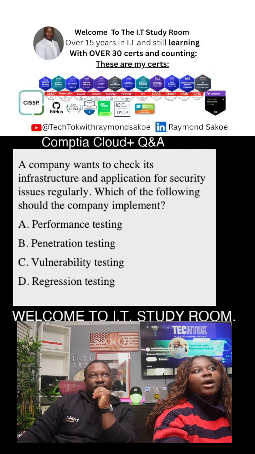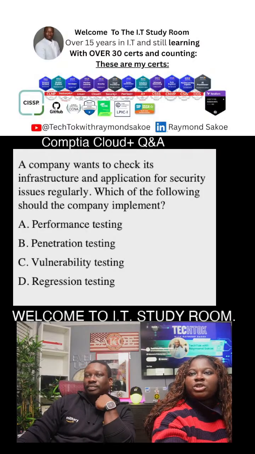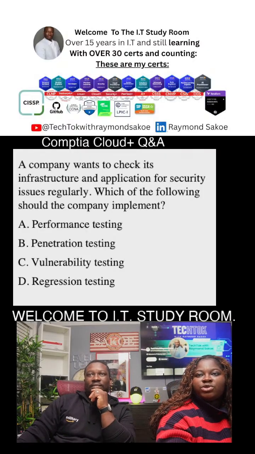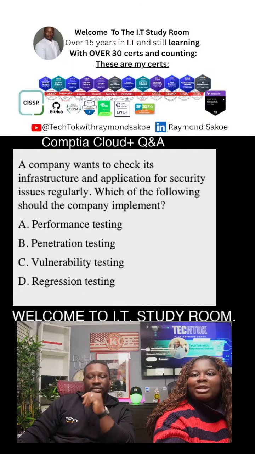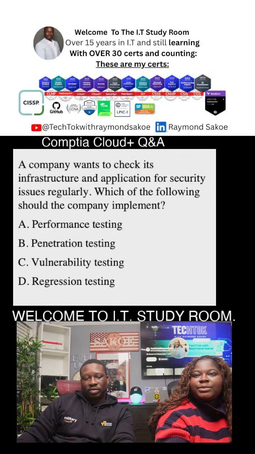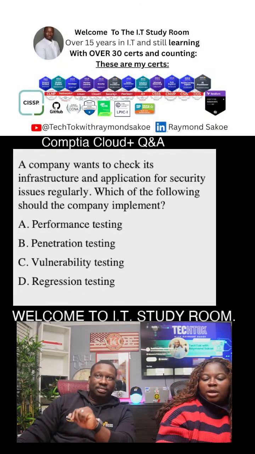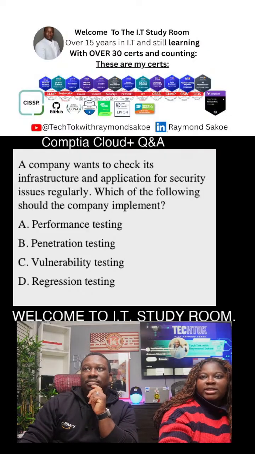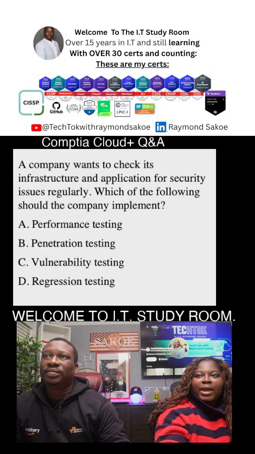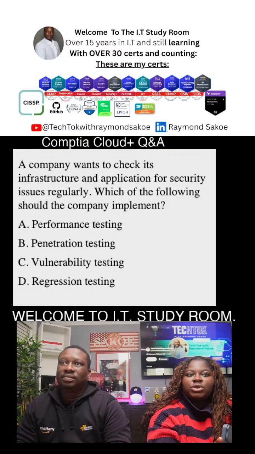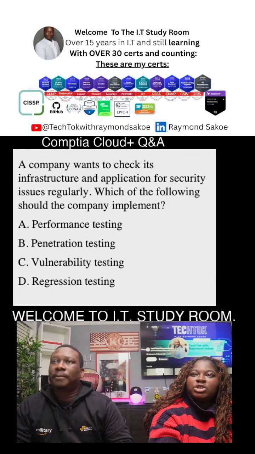So, a company wants to check its infrastructure and application for security issues regularly. Which of the following should the company implement? Okay. A company wants to check its infrastructure and application. Hi, George. To check its infrastructure.